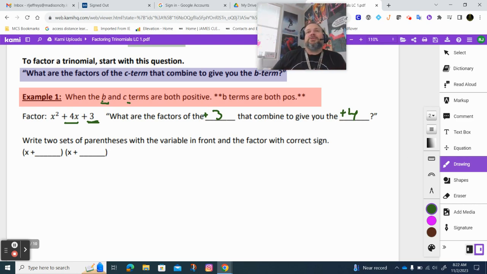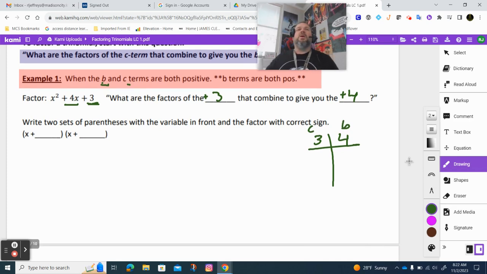A way I also like to do this is like a factor tree type thing. This is our B term, this is our C term. No, that's backwards. There we go. What are the only two numbers that we can multiply to give us 3? What is 3 plus 1? 4. Okay, so those are our factors.